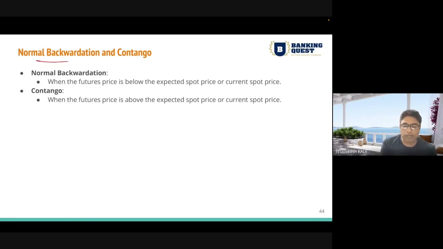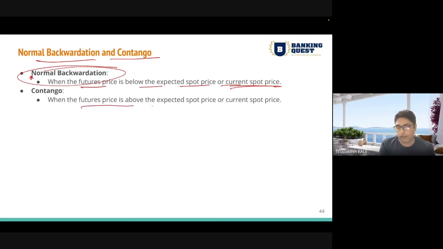Now, normal backwardation and contango. When the future price is below the expected spot price or current spot price, you are in backwardation, which is also called normal backwardation. When the future price is above the expected spot price or current spot price, you call it contango.